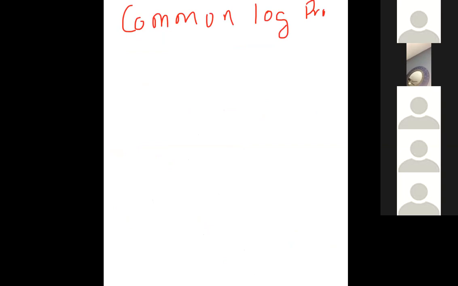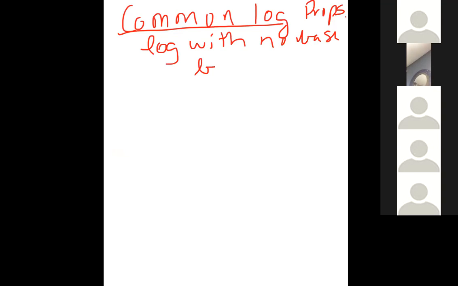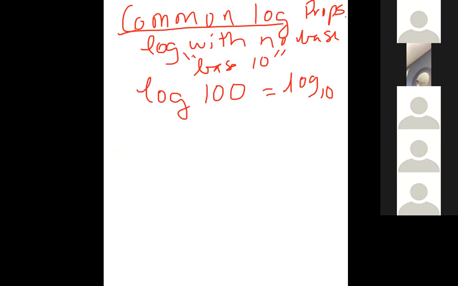When we talk about the common log, we talk about log with no base. And when the log has no base, it is understood to be base 10. So basically, the common log represents log with base 10. So instead of writing log 100, you could rewrite this as log base 10 of 100.